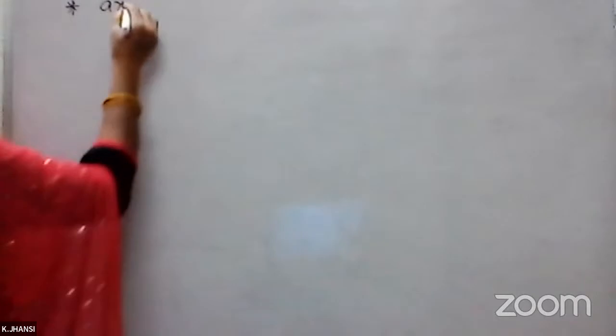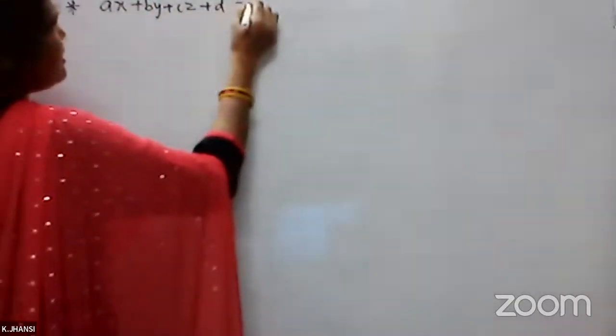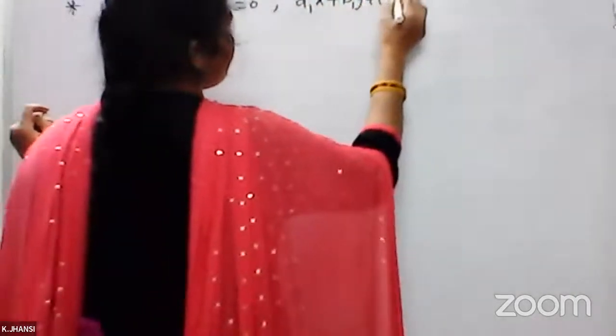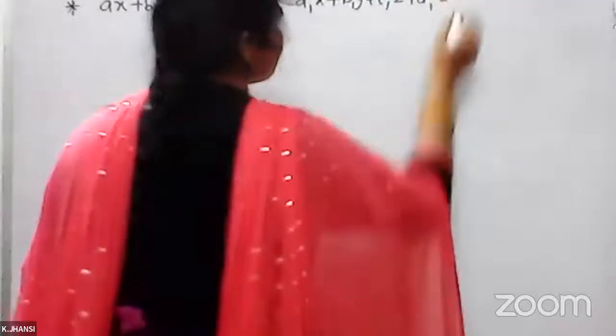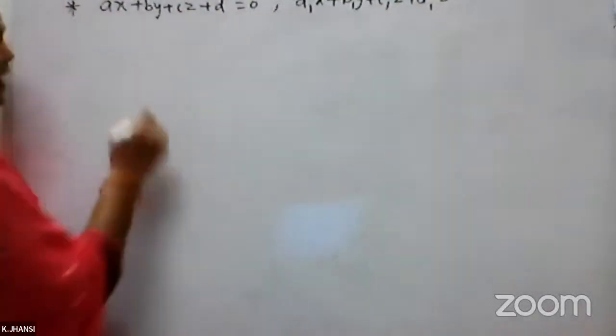Okay, so the formula, the two angles will be there, ax plus by plus cz plus d equals 0. First one in this is, if two planes are given, ax plus by plus cz plus d equals 0 and a1x plus b1y plus c1z plus d1 equals 0. Okay, so the bisectors of the angles between two planes.